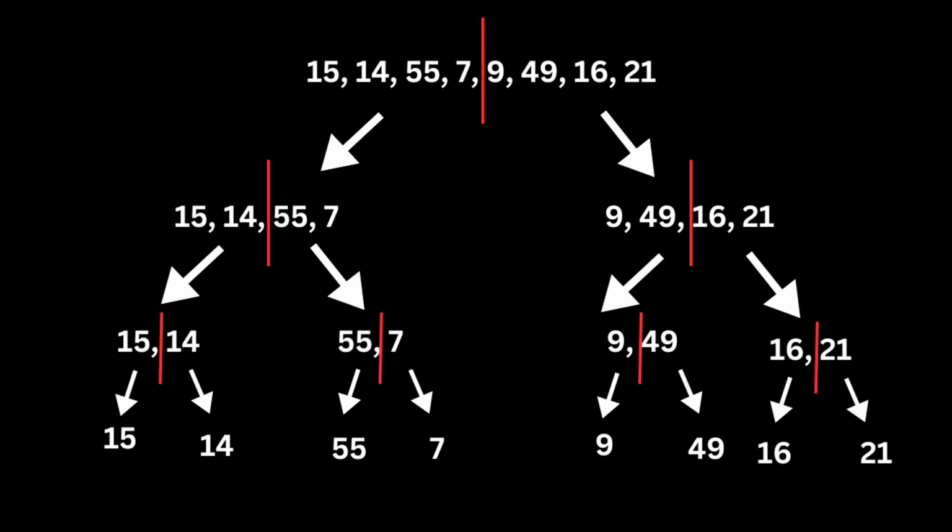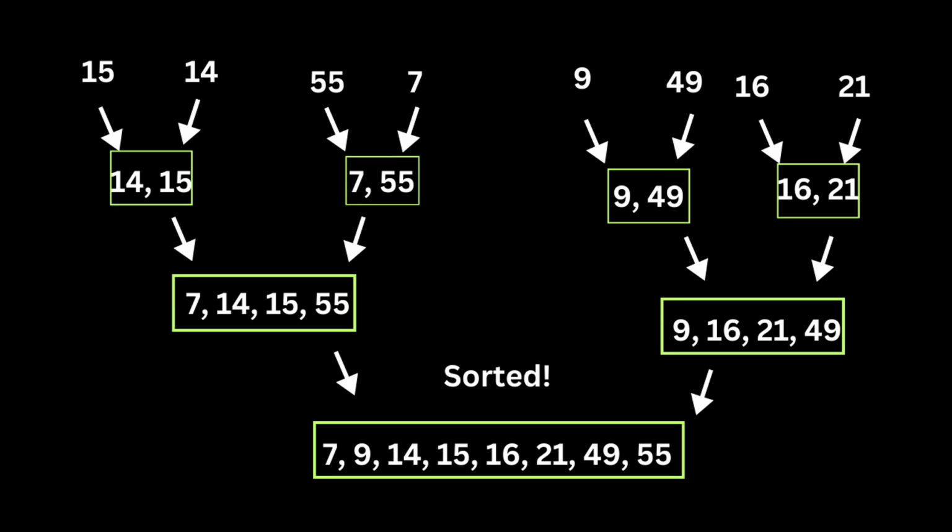But as we merge them back together, we sort them. We start with the smallest groups. We compare 15 and 14, since 14 is smaller, we place it before 15. We do the same with 55 and 7, placing 7 before 55. We repeat this for each pair. After sorting individual pairs, we merge these small sorted lists into bigger ones, all the while keeping them sorted. For instance, the sorted pairs 14 and 15 will be merged with 7 and 55, but in order 7, 14, 15, and then 55.